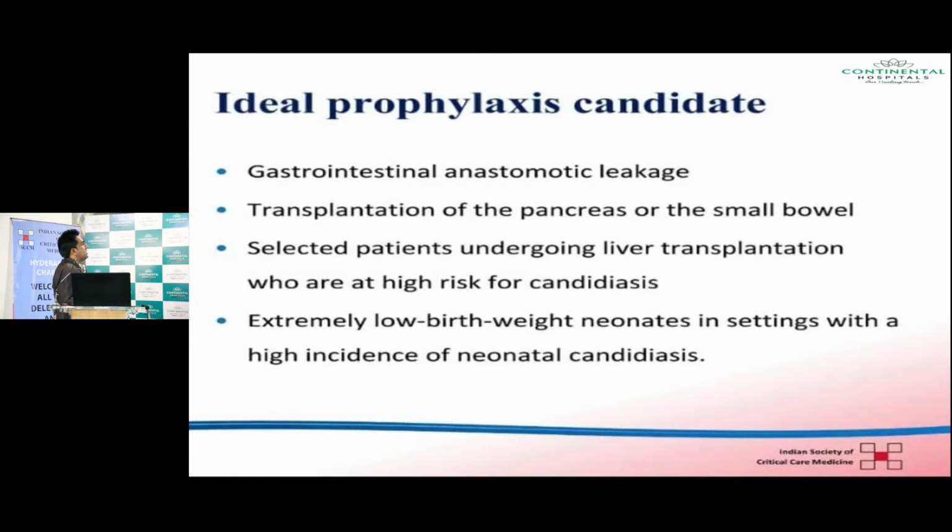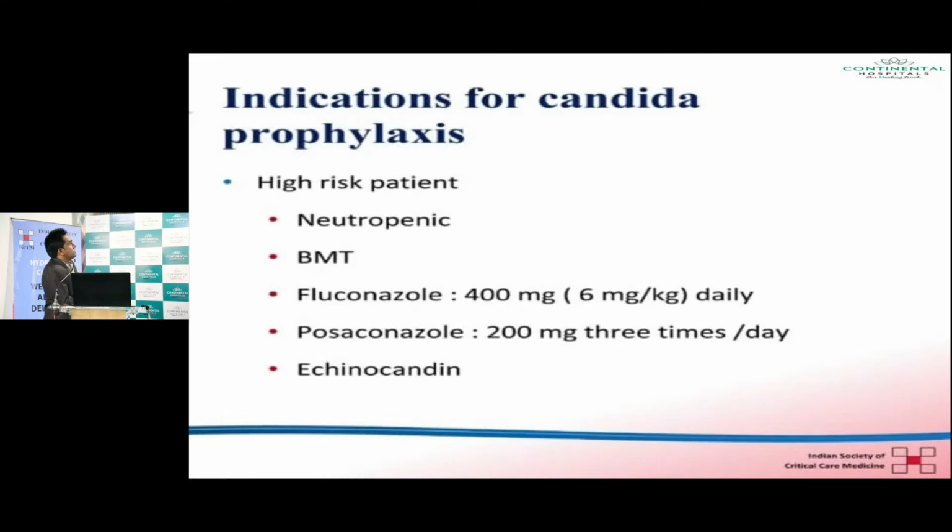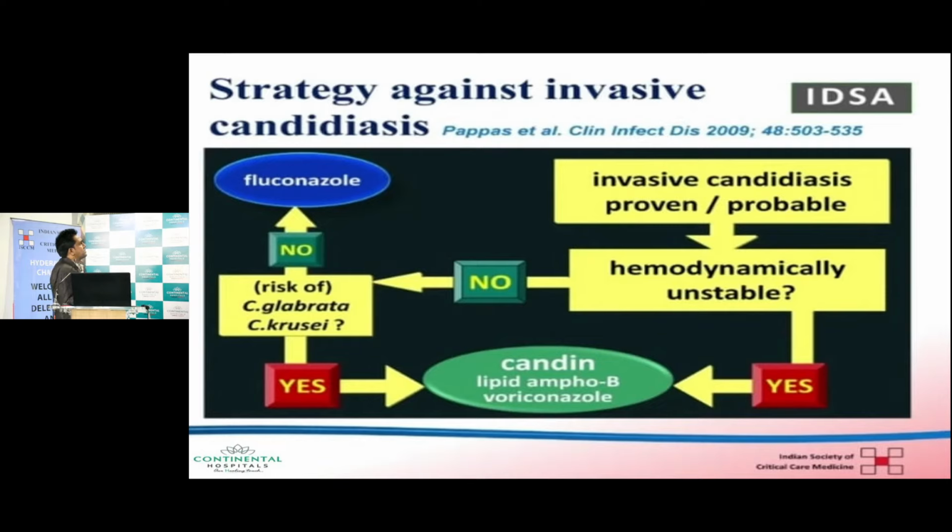Ideal prophylaxis candidates are those with GI leakage, transplantation of the pancreas or small bowel, selected cases of liver transplantation, and extremely low birth weight infants. Indications for prophylaxis are high risk patients like those with neutropenia and bone marrow transplant patients. The dose of fluconazole prophylaxis is 400 mg daily, and echinocandin is used particularly in liver transplant patients. So this is a broad treatment strategy for fungal management of invasive candidiasis.